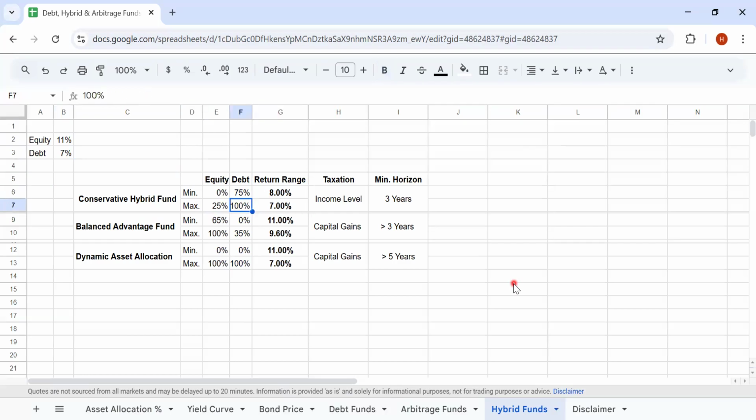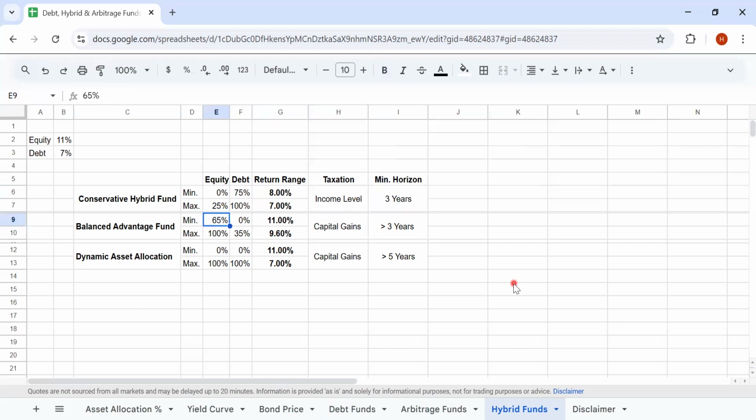But since there is equity here, the minimum time horizon has to be at least 3 years, right? And the taxation will be at the income level, because in order to get the equity taxation, at least 65% of the funds have to be in equity products. Now let's go to the balanced advantage fund.